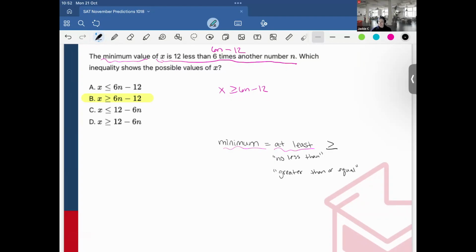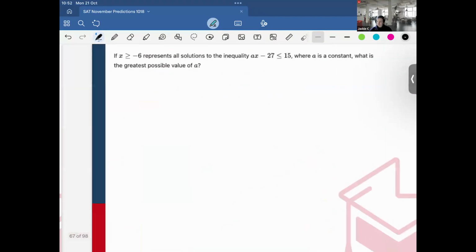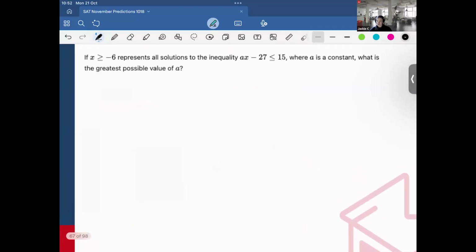Okay. Likewise, if you see maximum value, because you could see maybe the opposite of this, maximum would mean at most, or perhaps no more than, aka less than or equal to. So that would just look like this. And it's just language to be aware of as we do some more inequality problems here, but also for the exam. Amazing. Continuing. Oh my goodness, look, another inequality problem.